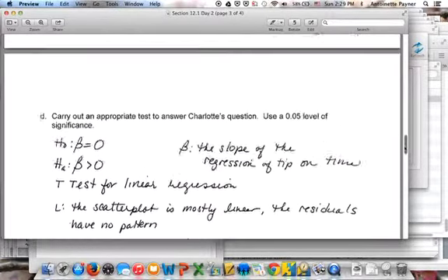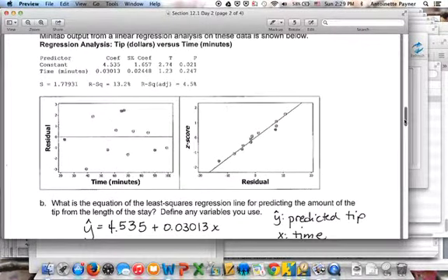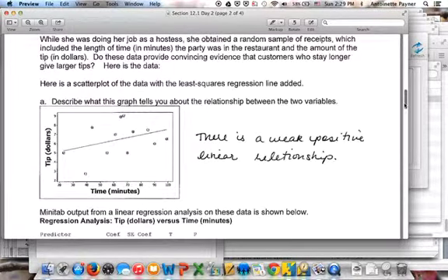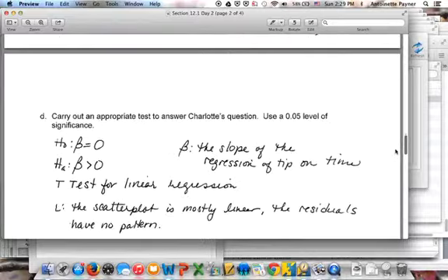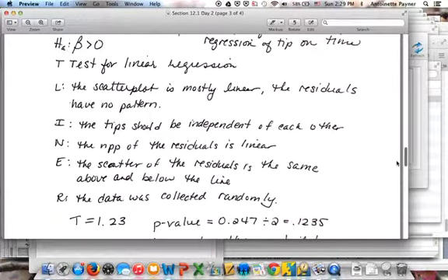Alright, there's that linear check. So I'm just going back up here. There's my residual plot. There's my normal probability plot of the residuals. There's the scatter plot. And so I'm just answering those questions based on those graphs.